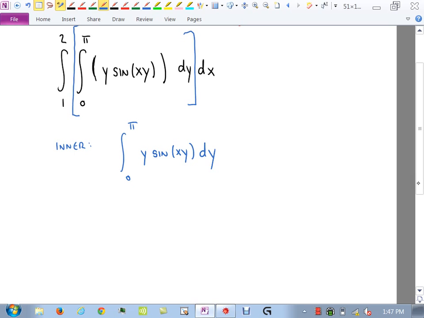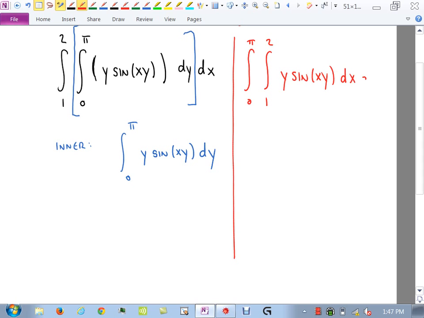So I don't know, maybe that would work. Maybe, I mean, we could do integration by parts, right? We're all Cal 3 students. But perhaps doing it the other way would be better.